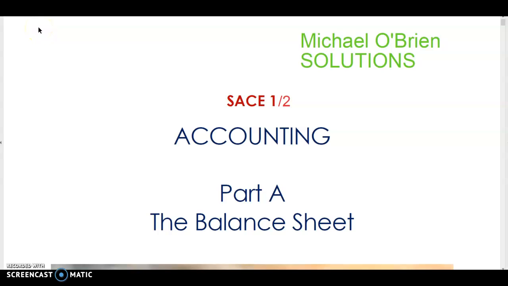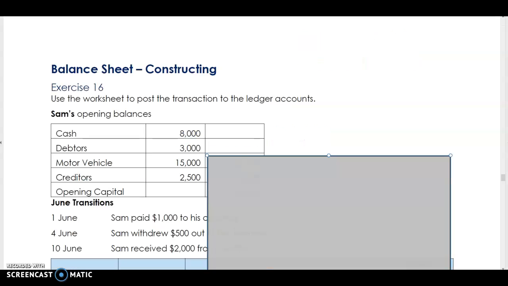In this lesson, we will look at constructing the balance sheet from this booklet. We will be starting on page 35, exercise 16. And so we're looking at Sam's ledger here, Sam's opening balances, and they are cash, $8,000, motor vehicle, $3,000, debtors, $3,000, motor vehicle, $15,000, creditors, $2,500.